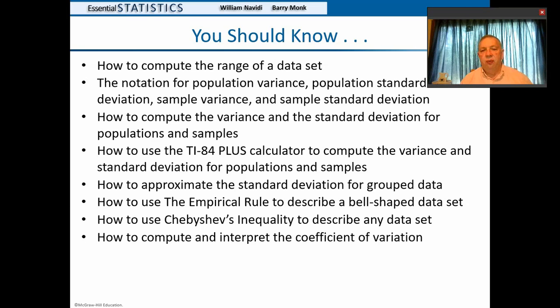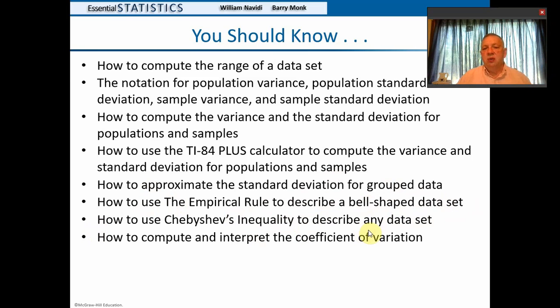How to use the TI-84 Plus calculator, doing the L1. If we do grouped data, we're going to put the midpoints in L1 and then the frequency in L2. That sets us up for doing the 1-variable statistics to get the mean and the standard deviation. How to approximate the standard deviation for grouped data using the midpoints. How to use the empirical rule to describe a bell-shaped data set. We've got the 68, 95, and almost all, 99.7%, for 3 standard deviations.